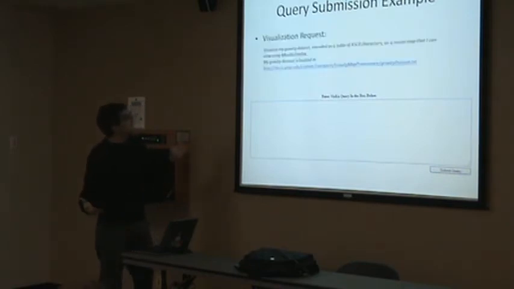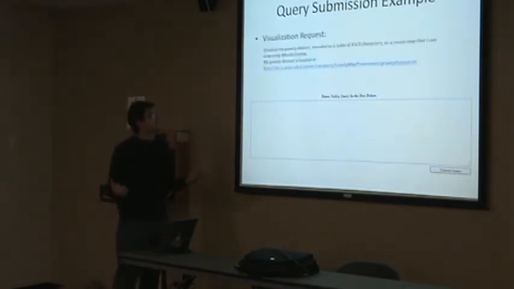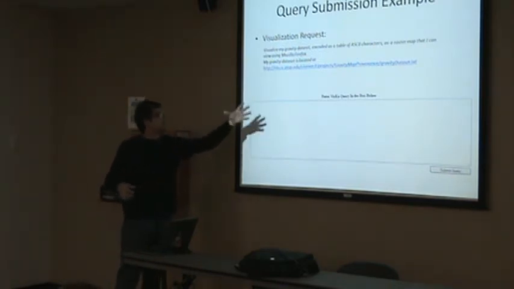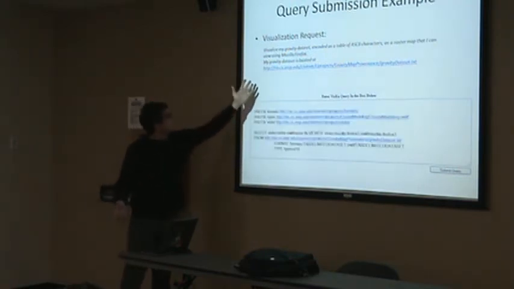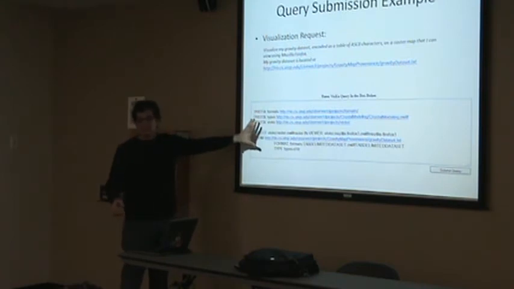So suppose we had a request that said, I'd like to visualize a gravity data set. It's encoded as a table of ASCII characters. It's a raster map that I can use in Mozilla Firefox. And my gravity data happens to be located here. We could translate this request very easily into a visualization query because they're both declarative.